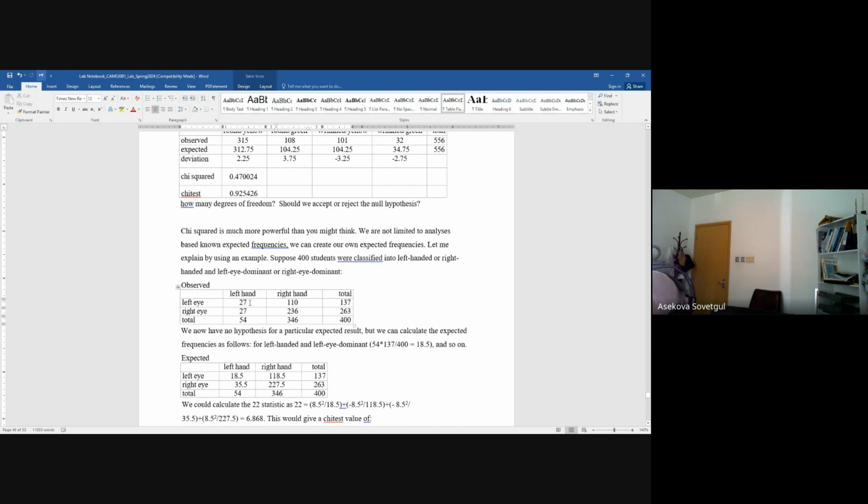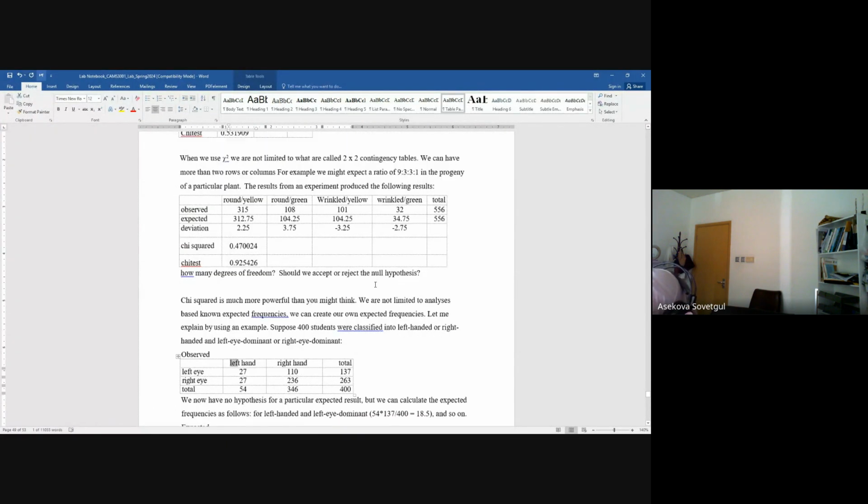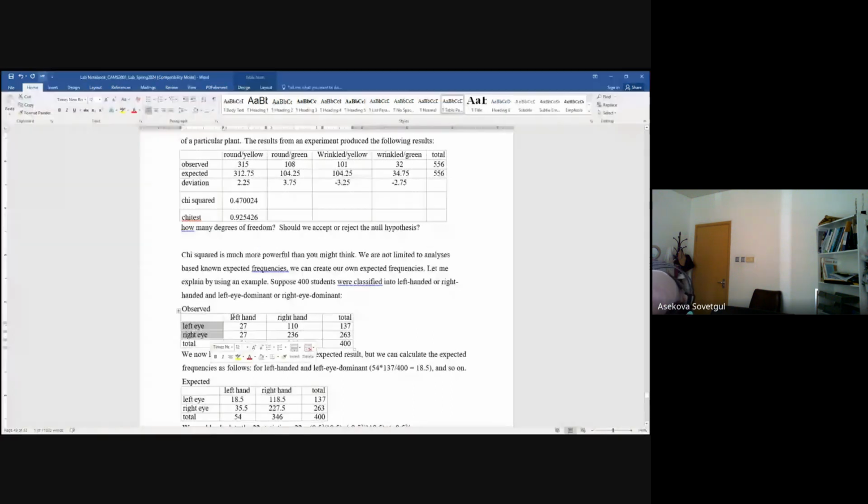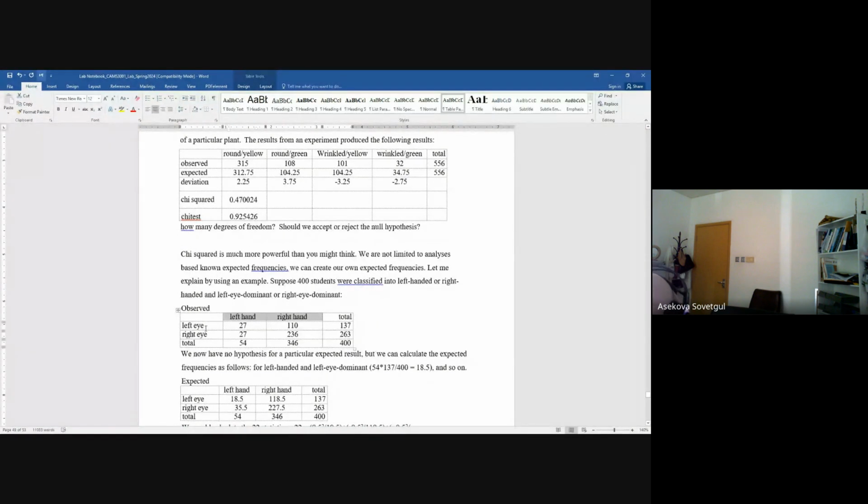So do you see the left hand and left eye? This kind of design we usually call a 2 by 2 design, because we have groups not only in the row, we also have groups in the column part. Okay. So the chi-square is much more powerful than what we might think. In this kind of example, we have categorical groups for the column, and we also have categorical groups for the row.